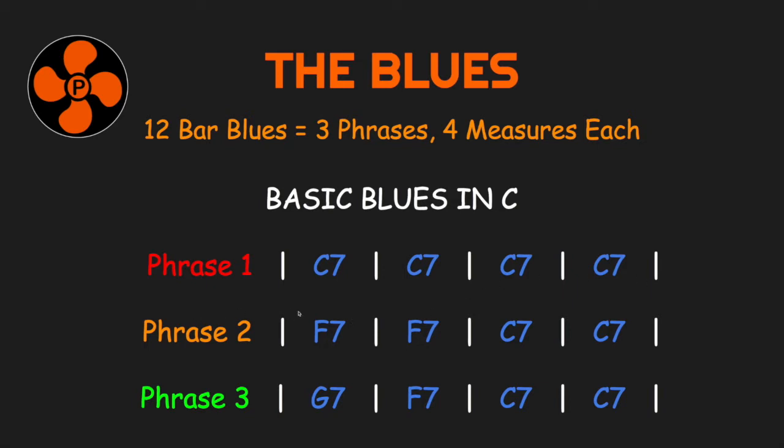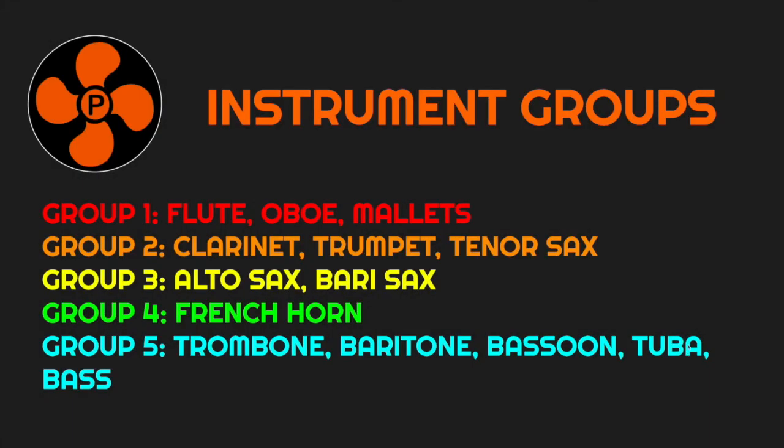Phrase 2 has a 4 chord in the beginning because F is the 4th note of the C major scale. 2 measures of 4-7, and then 2 measures of 1-7. The third phrase starts on the 5 chord. G is the 5th note of a C major scale. So we have 5, 4, and then 2 1 chords. Take a look and find your instrument group.